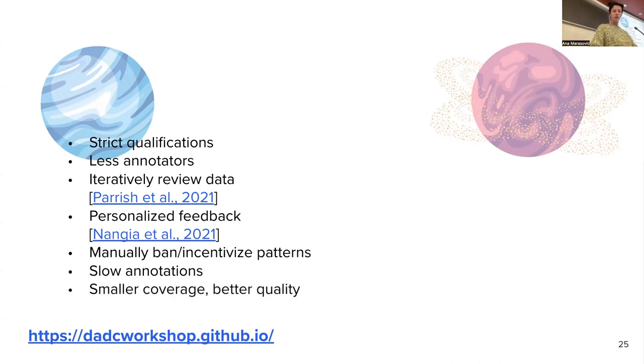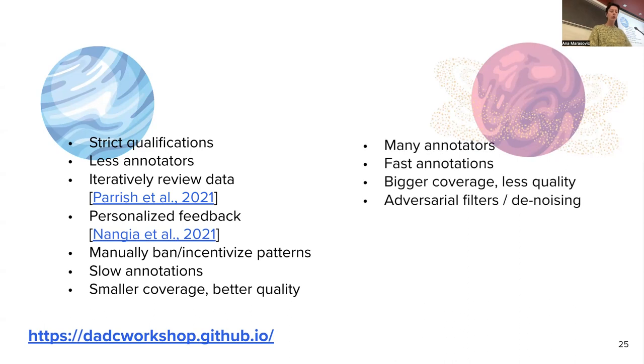Okay, so another issue is that you're going to have smaller coverage, right? Because if you have a smaller set of annotators, there is only so much of the phenomena of the task that they can produce collectively, but you will have better quality. On the other hand, we have a completely other world of people who want to have many annotators to increase that coverage. They want to have fast annotations, and they are aware that they are going to have less quality. So they are deploying strategies such as adversarial filters or denoising.